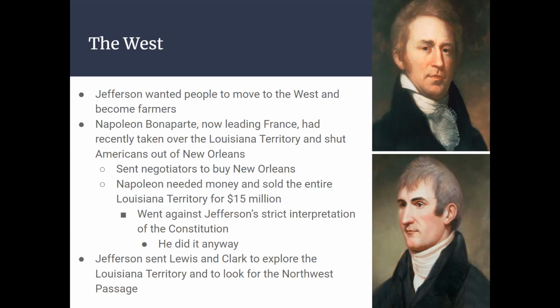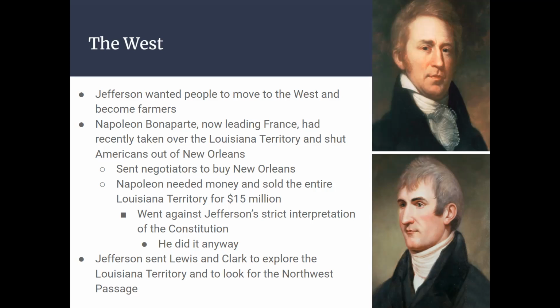Now, Jefferson, remember, he believes in a strict interpretation of the Constitution, which means he only wants to do things that the Constitution explicitly says is okay. And there's nothing in the Constitution that says a president can buy land. But he just does it anyway, which shows a little bit about Jefferson in that he is willing to be a strict constructionist as long as it works for his political goals.